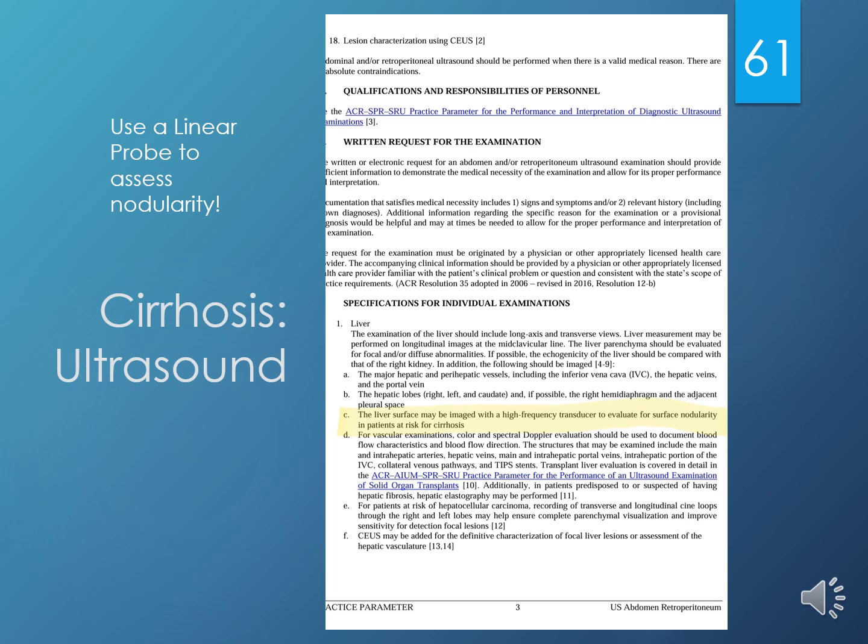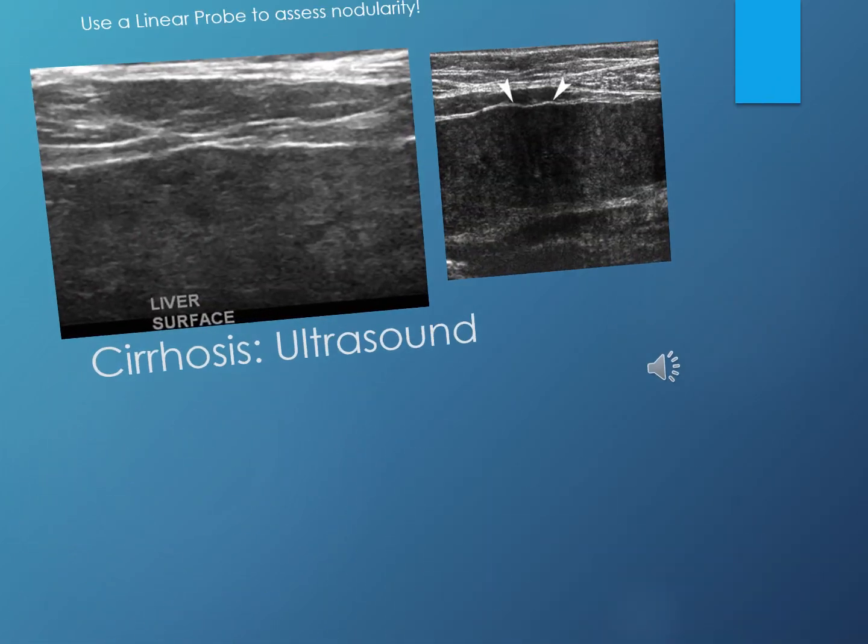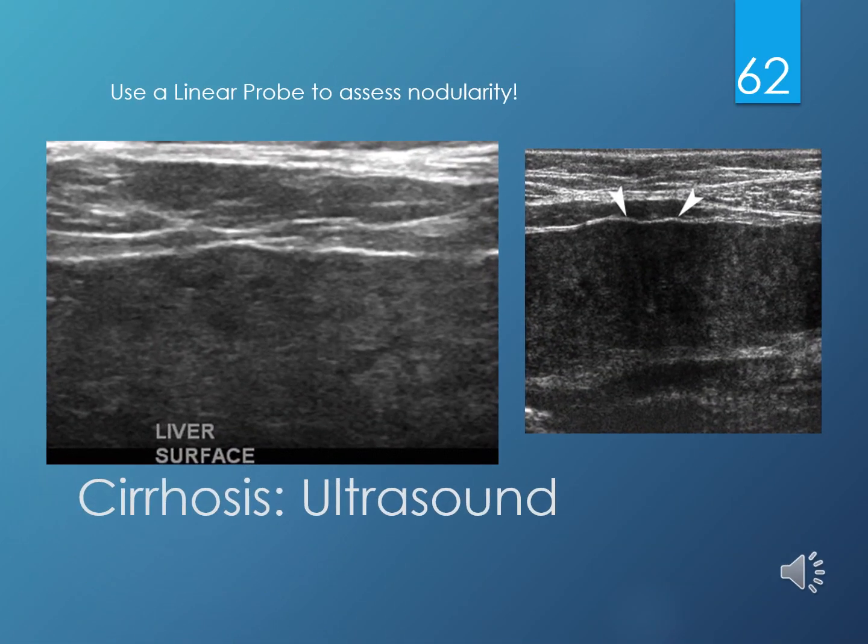So use a linear probe to assess nodularity in cirrhosis. There you go. And here you go. Here are two ultrasound images of the liver surface as scanned by a linear probe to really zoom in on and look at the nodularity of that liver with cirrhosis.